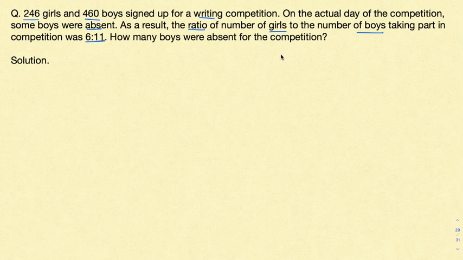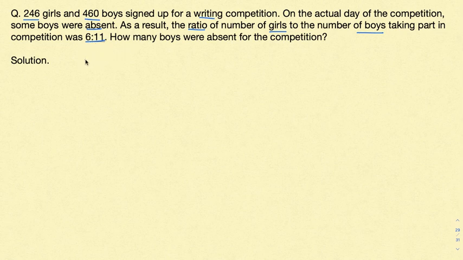By reading the question, at least one thing we can infer immediately is that all the girls were present for the competition. None of them were absent, because there's nothing written about the absence of the girls. So all the 246 girls have taken part in the competition. Even after some of the boys didn't participate, the ratio was still 6 is to 11.